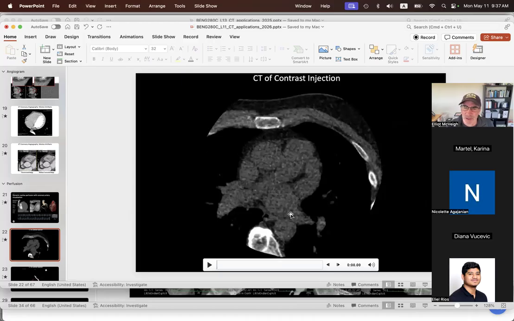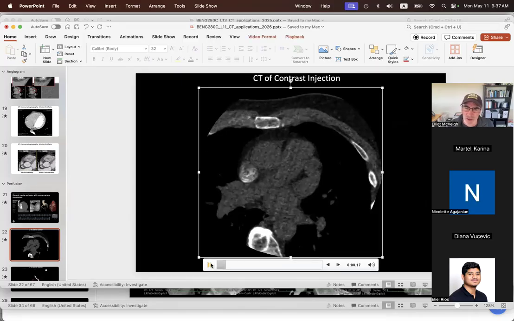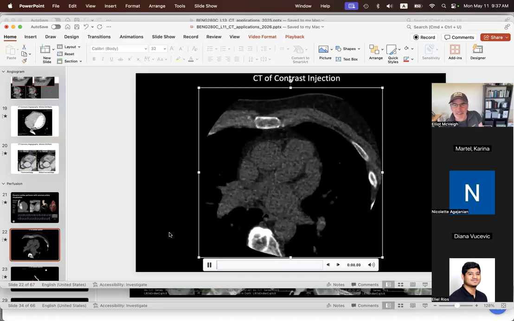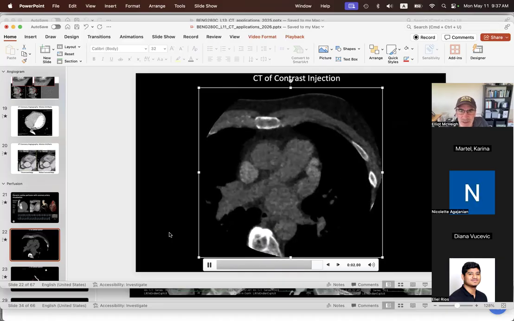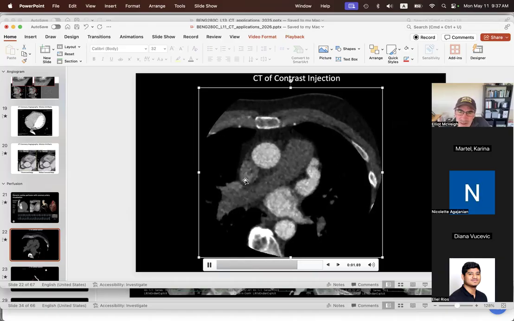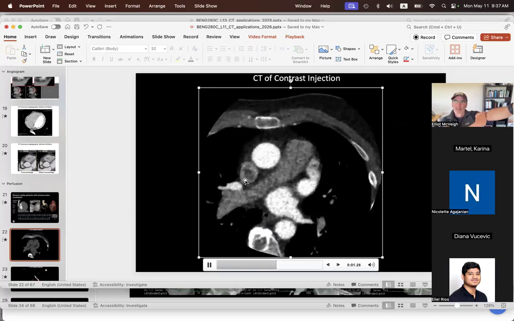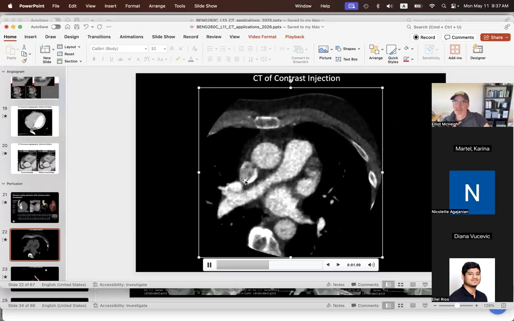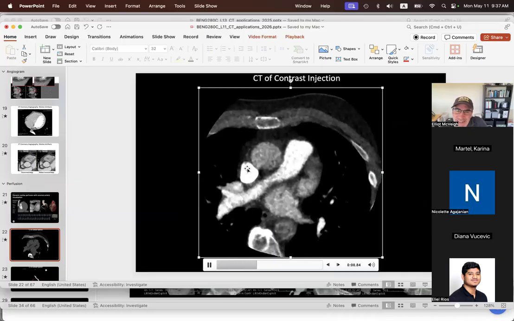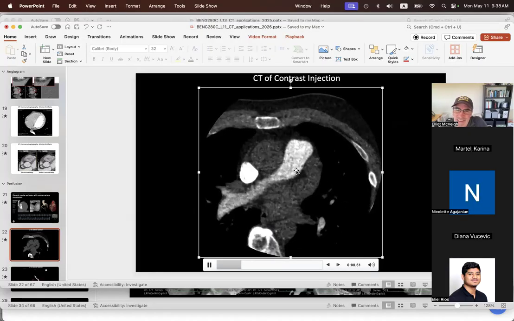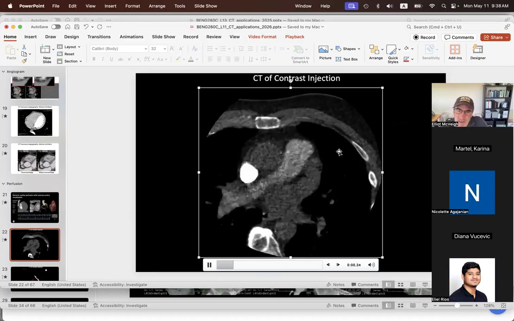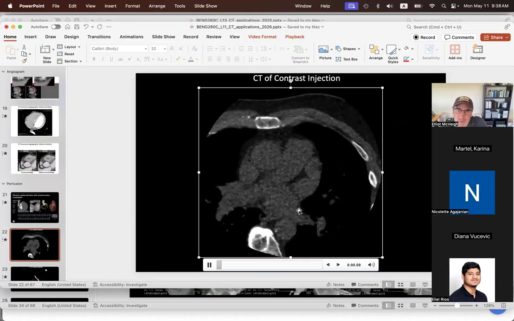Here's an example of contrast running into the different chambers of the heart at different times. You can see the first thing that happens is that the contrast comes from the decubital vein, which is in the arm. It's injected here and it goes into the superior vena cava, and that's this vessel going towards the heart. It goes into the right atrium and the right ventricle, not shown on this picture.